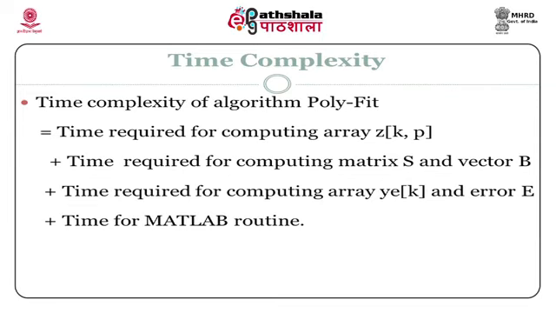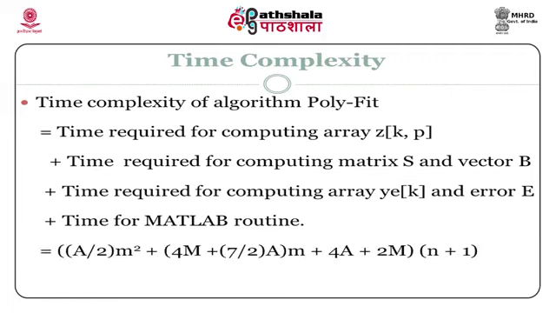The first term will be easy. I am cutting short the details of these computations here because most of the things we have been doing so far in the various modules. So, you can easily compute these sums and the multiplications required here. So, a by 2 into m square plus 4m plus 7 by 2 into a into m. Small m is the degree of the polynomial and capital M is the time required for one multiplication operation. 4a plus 2m into n plus 1 and the time required for the MATLAB routine.